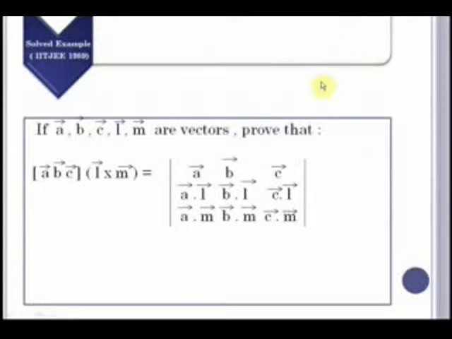A, B, C, L, M are vectors. Prove that the box product of A, B, C into L cross M is equal to the determinant, the elements of which are A, B, C, A dot L, B dot L, C dot L, and A dot M, B dot M, C dot M. So we have been given 5 vectors A, B, C, L, M, and we have to prove this relation.